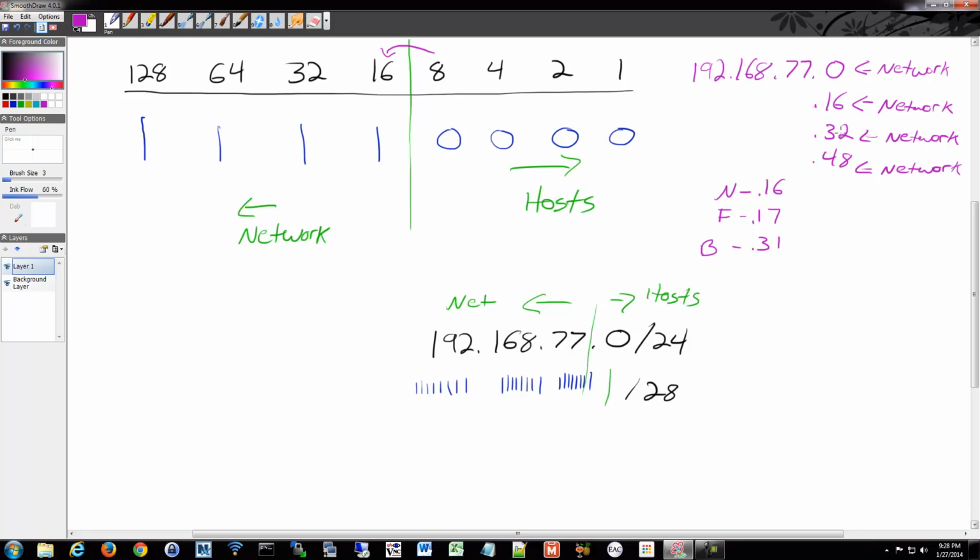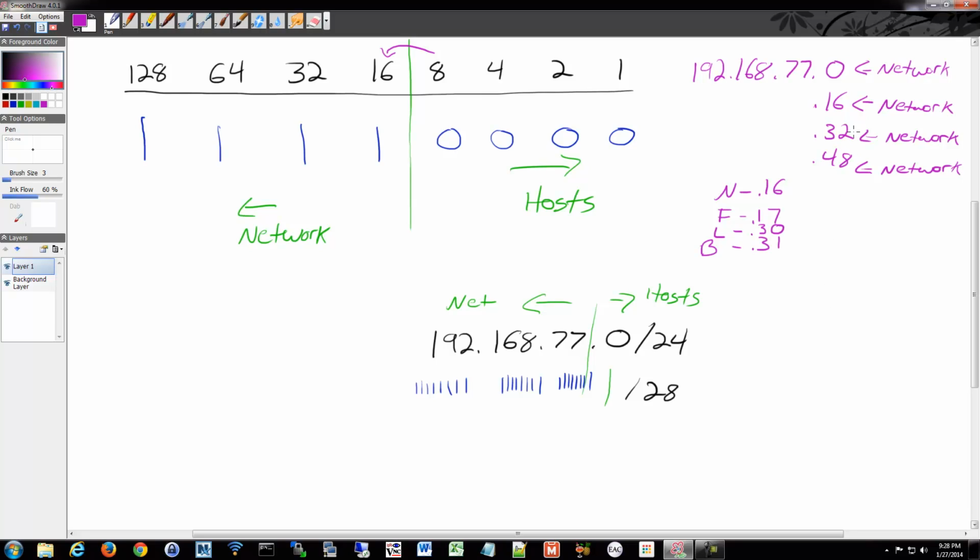And then if we count one less than that, it'd be .30. That's going to be our last usable host address. So our network address is 16, our broadcast address is 31, and then the usables are 17 to 30 within that. And then you can do that for every subnet.